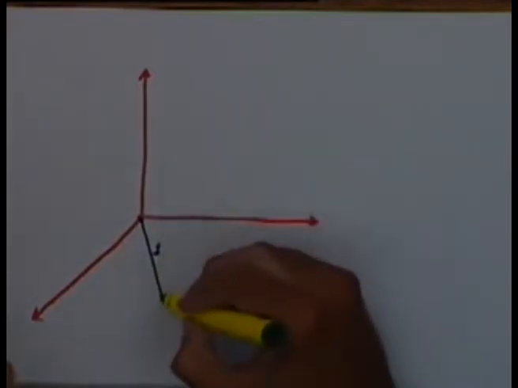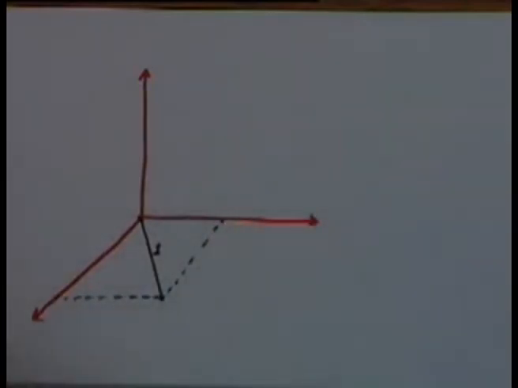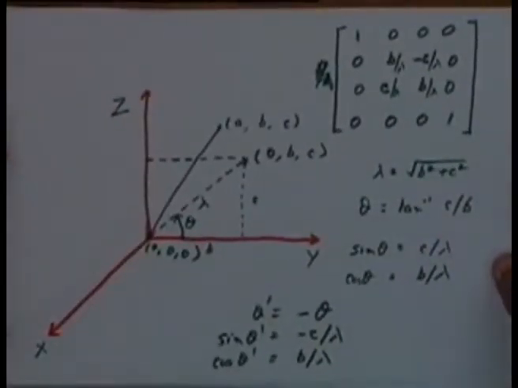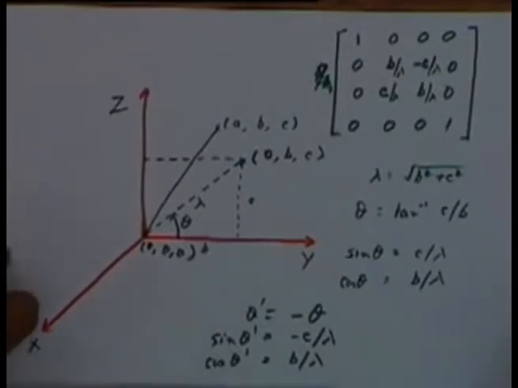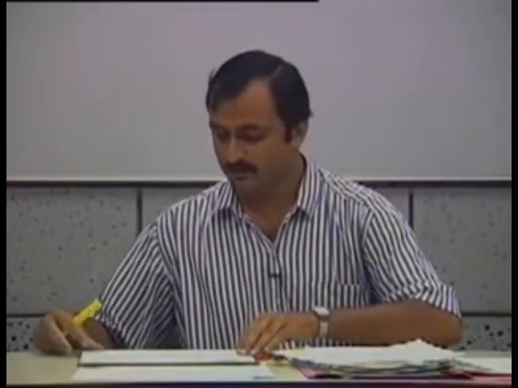And what will be the coordinates of this point? Let's look at this. A, 0, C. Are you sure? If the coordinates are A, 0, C, the length will not be 1. You'll have to normalize it, but what will it be? Just have to visualize it.